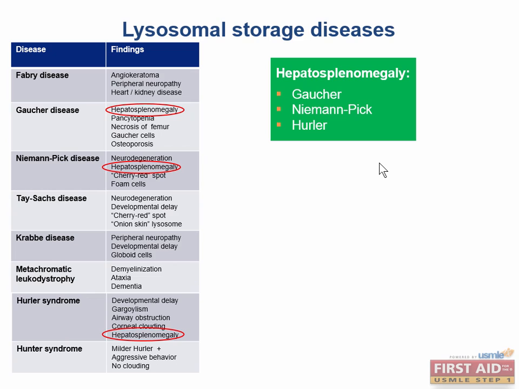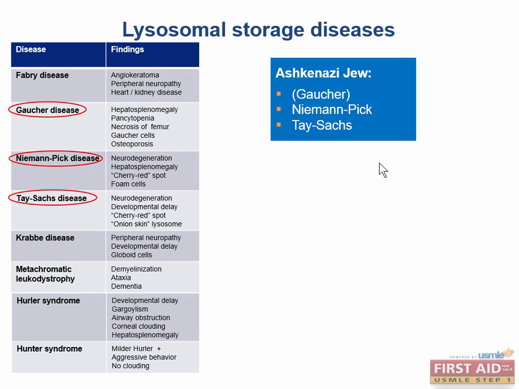Our disorders that have hepatomegaly include Hunter and Hurler syndrome, Niemann-Pick disease, and Gaucher's. What three diseases should come to mind if you see the words Ashkenazi Jew in the question prompt when referring to our lysosomal storage diseases? Well, the term Ashkenazi Jew should clue you into Tay-Sachs, Niemann-Pick, or to a lesser extent Gaucher's disease.